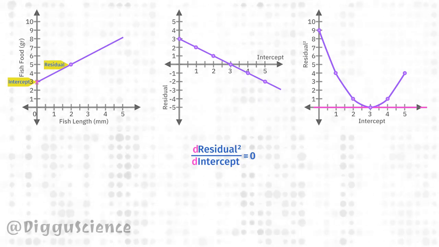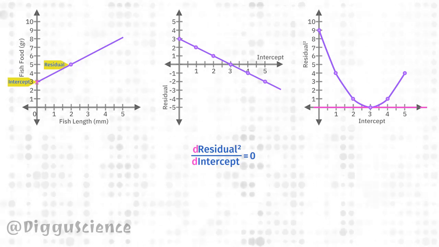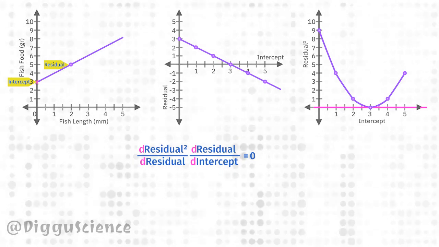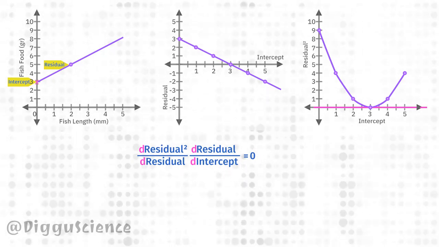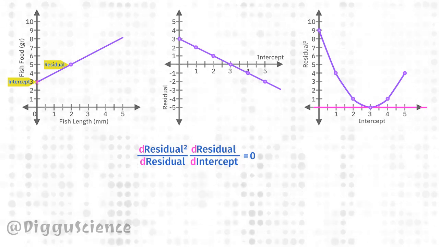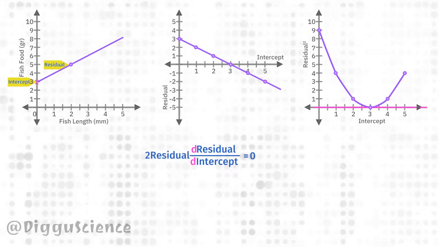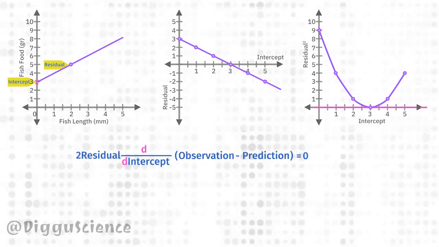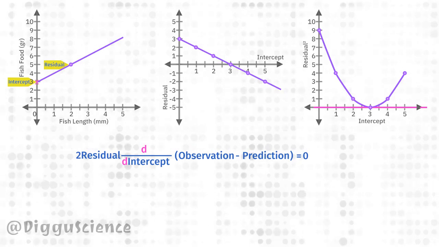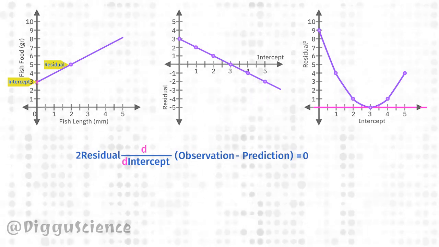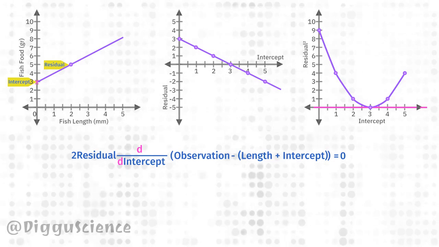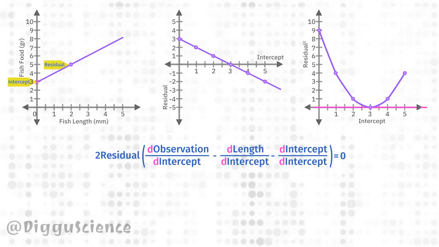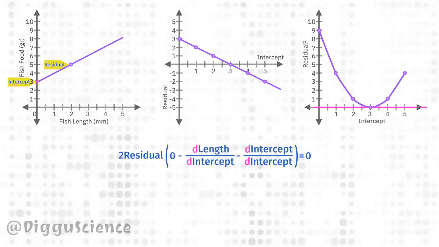Using the concept of the chain rule, we can write this derivative as the derivative of the squared residual with respect to the residual, multiplied by the derivative of the residual with respect to the intercept. Well, this value is 2 times the residual. The residual value is the observation minus the prediction. The predicted value itself is the length of the fish plus the intercept. The observation value is fixed, so this derivative is 0.